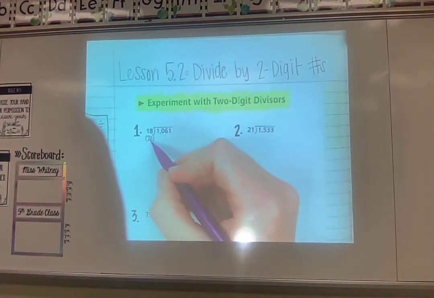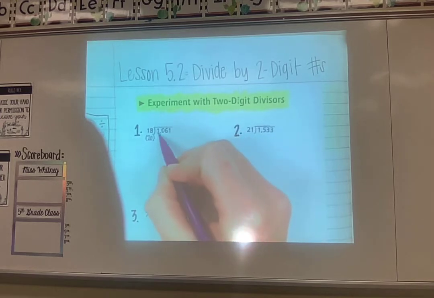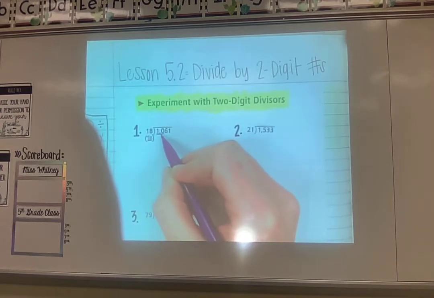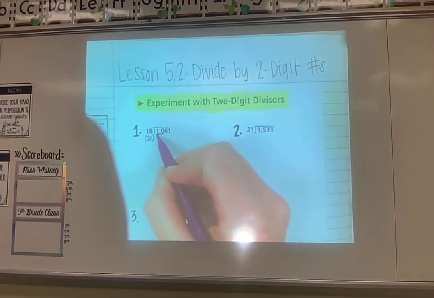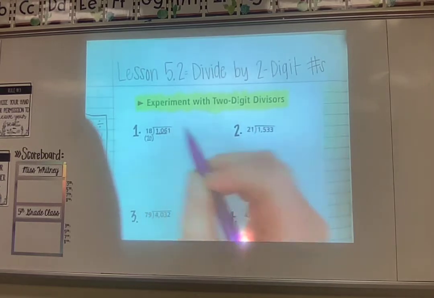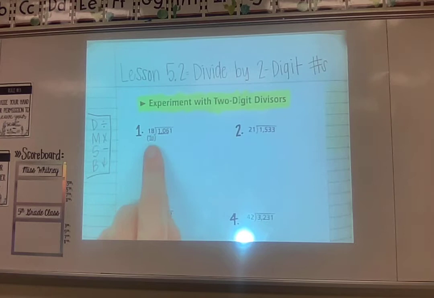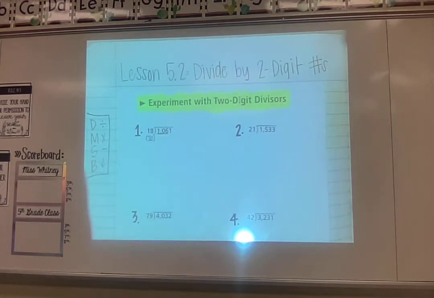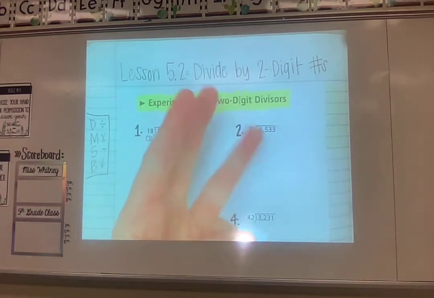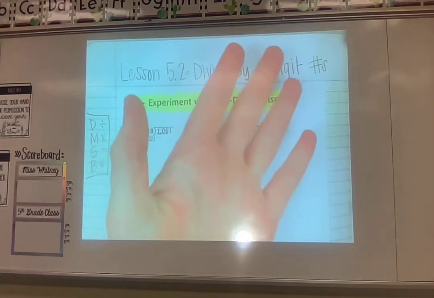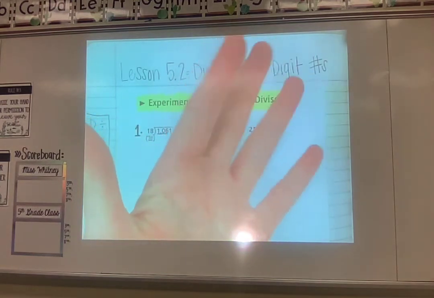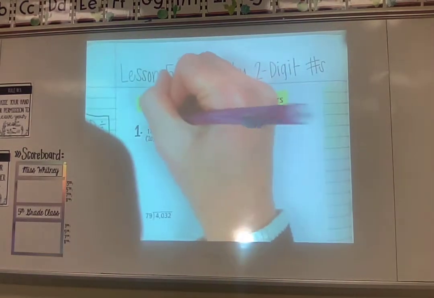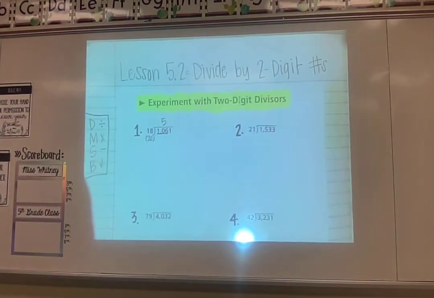So let's think. 20. Is 20 going to fit into 1? No. So we're going to have to look at the first two numbers. Is 20 going to fit into 10? No again. So we need to look at the first three numbers together. About how many 20s are going to fit into 106? So I'm going to start counting by 20s. I want to get as close to that as I can. 20, 40, 60, 80, 100. That's as close as I can get. So about 5 times, right? So I'm going to put my 5 up top. We think it's going to fit in there about 5 times.